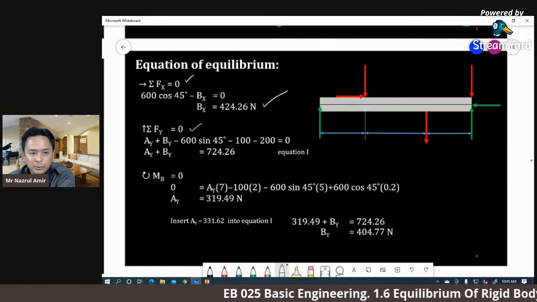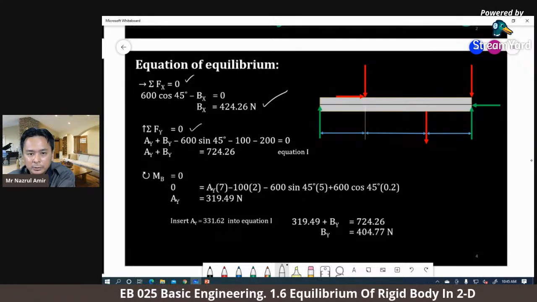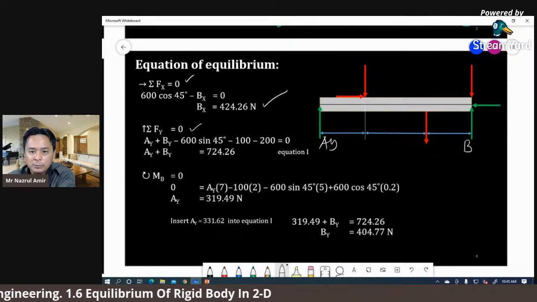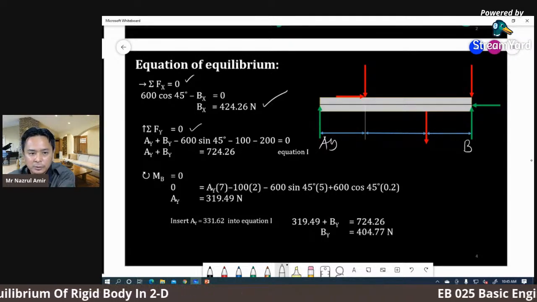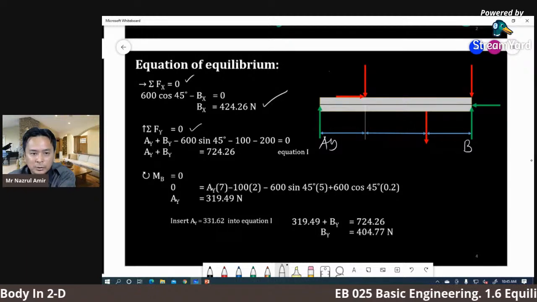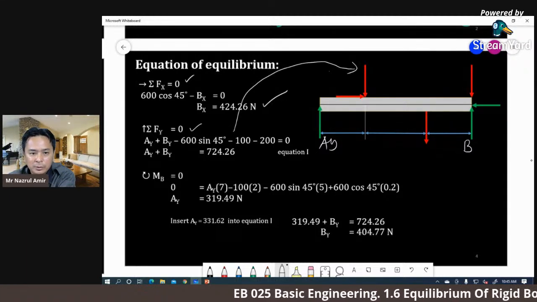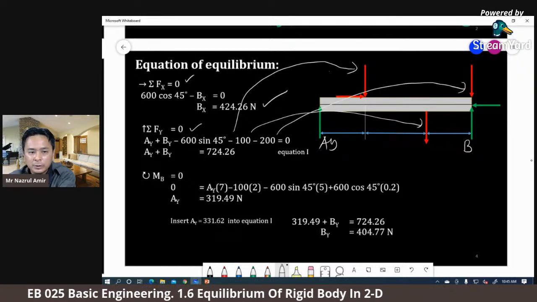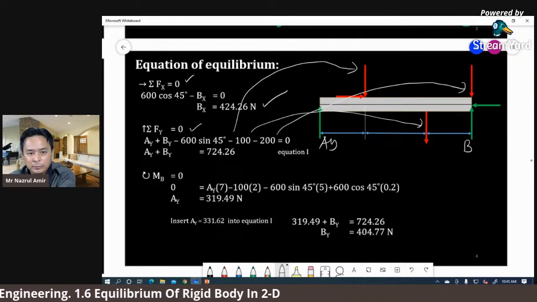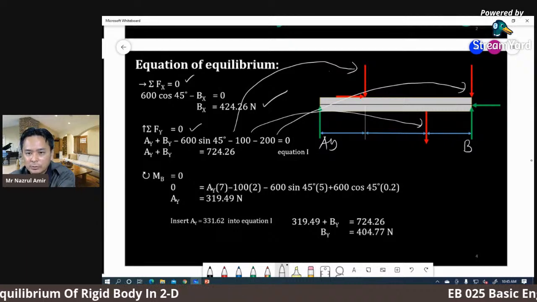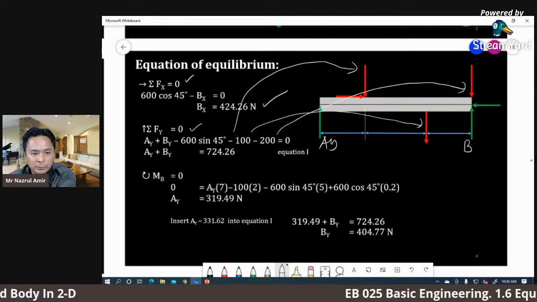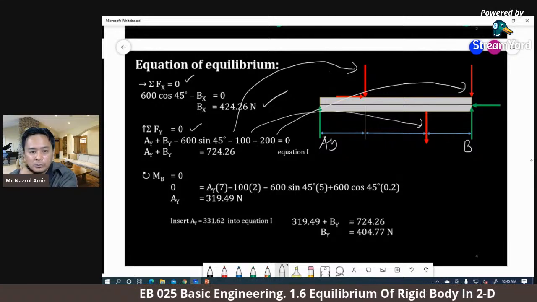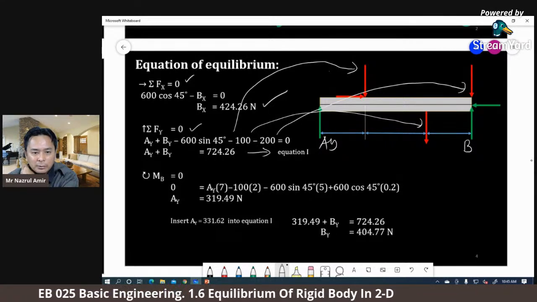So we have Ay here. Ay plus By must oppose these three forces: 600 sine 45, this force, 100, this force, 200, this force. Two forces fight with three forces, action versus reaction. So from this we can get Ay plus By equal to 724.26 Newton.